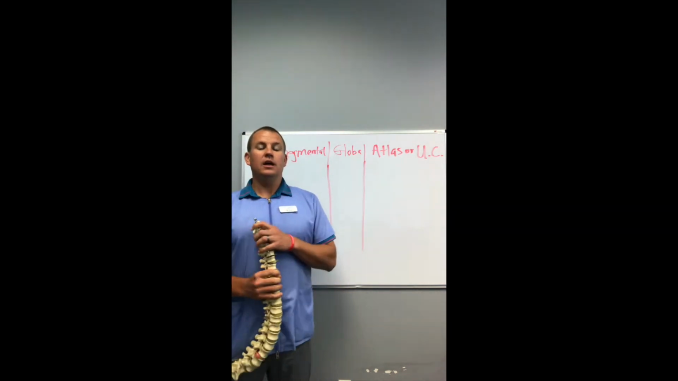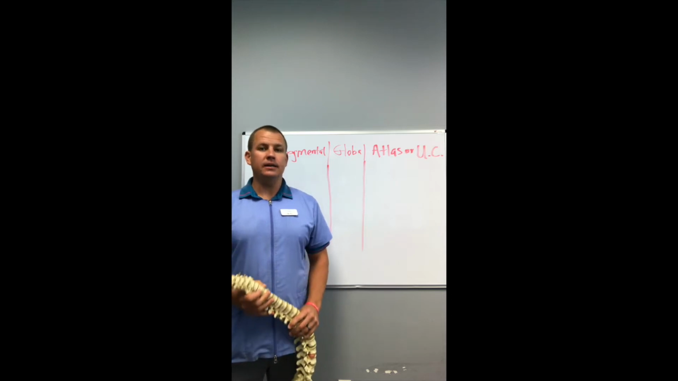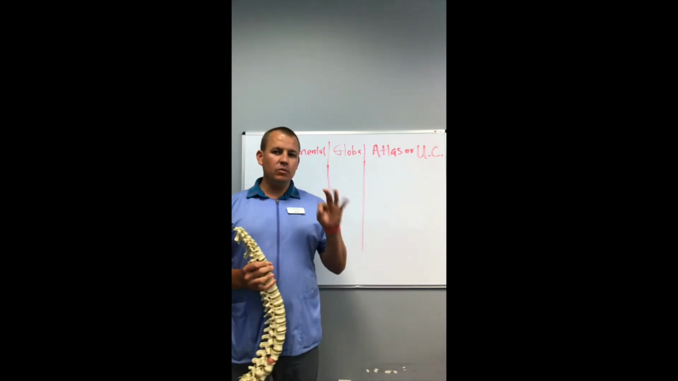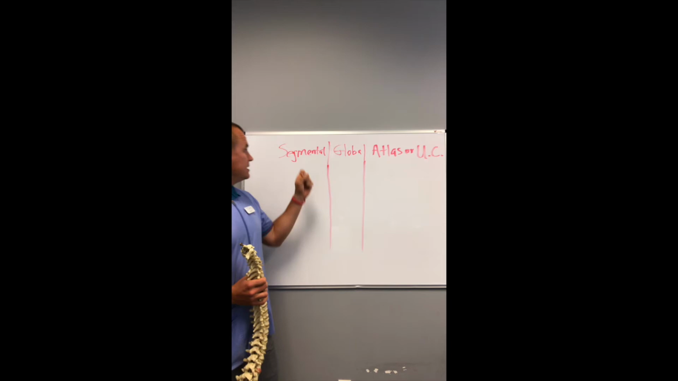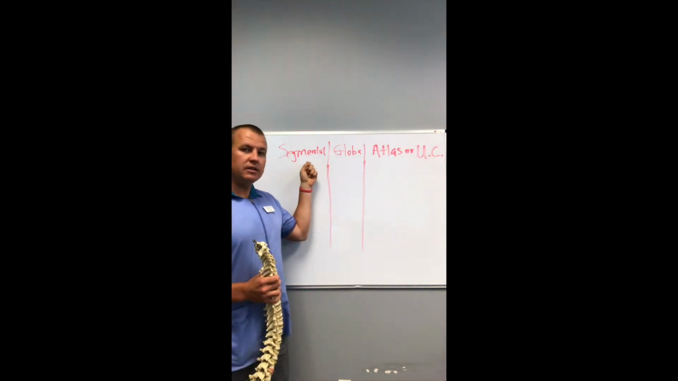I want to go over the different forms of chiropractic. There are basically three basic forms of chiropractic. One is segmental, where they're going to adjust an individual bone. These are the oldest techniques and still the techniques that are taught in chiropractic schools.